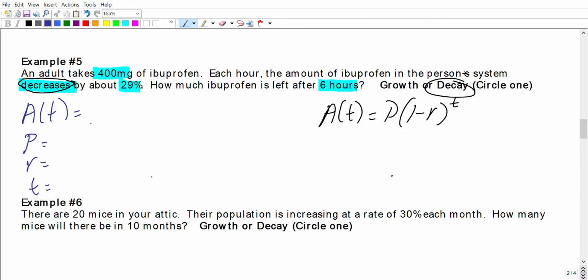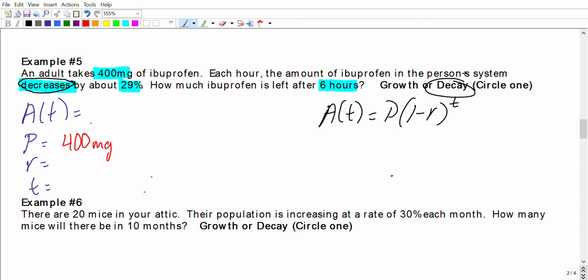Okay, so an adult takes 400 milligrams of ibuprofen. That's the initial amount that they were taking. So that's my initial amount, that's my P. So 400 milligrams is the initial amount of ibuprofen before it starts decreasing.